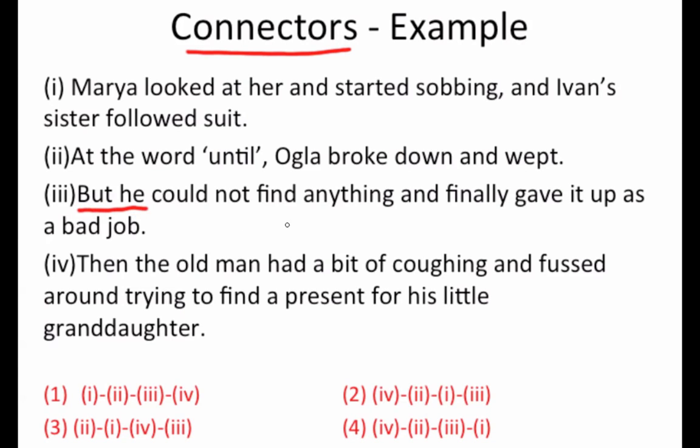Probably you should underline this in the paper. But he could not find anything. So this means there must be some action that he did, and then he could not find anything and finally gave it up as a bad job. Then the old man had a bit of coughing and fussed around trying to find a present for his little granddaughter. This has given us a very clear connection between 4 and 3. First, 4 should come because the old man is trying to find something, but he could not find it.